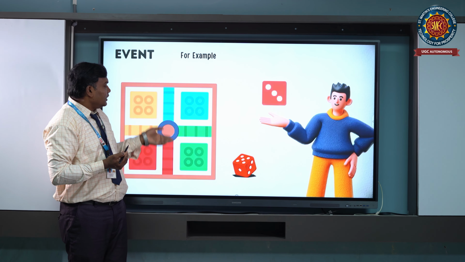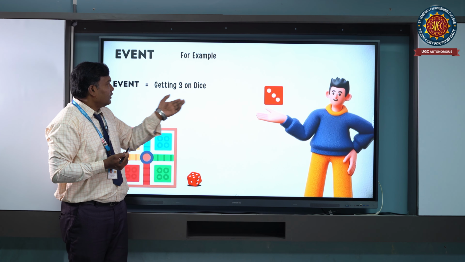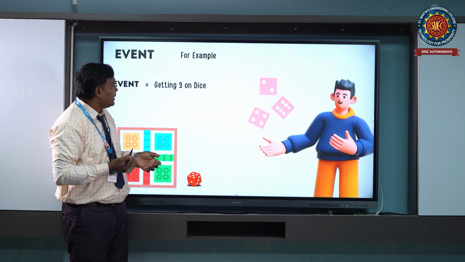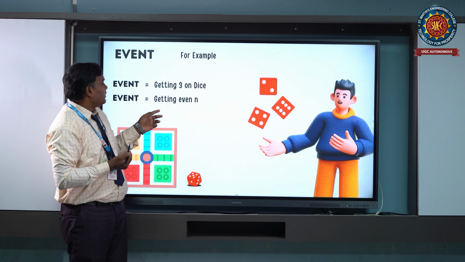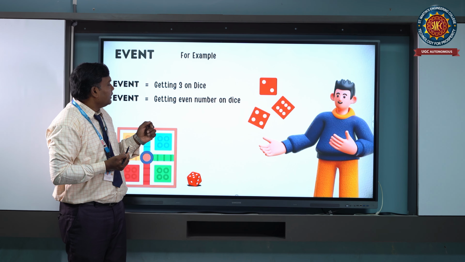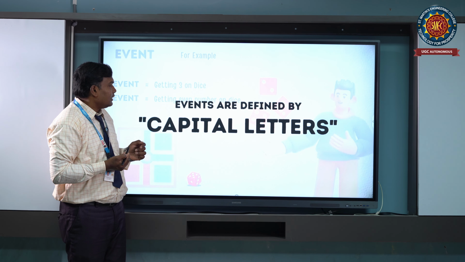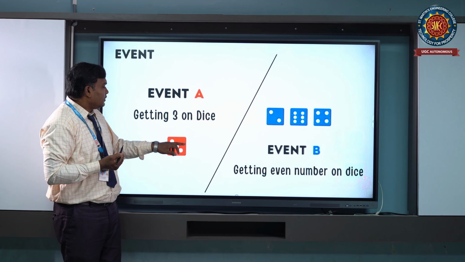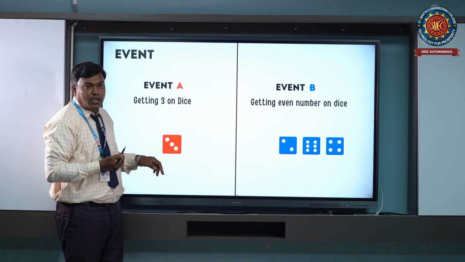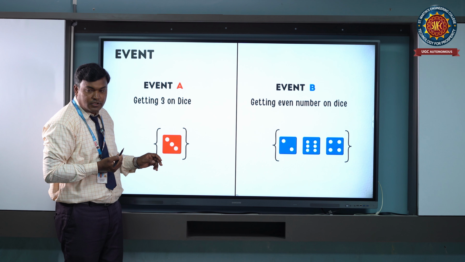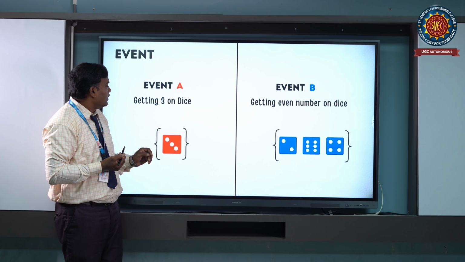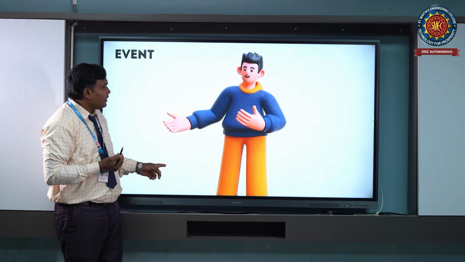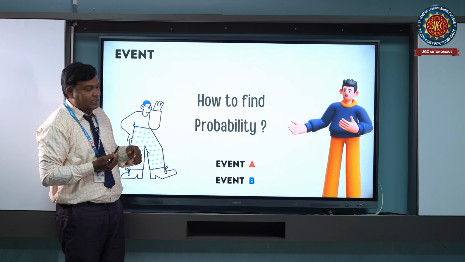Next, one more example, Ludo: getting 3 on the dice, getting 6, 4, or 2 on the dice. This is also a very popular example for understanding probability events. We have different types of events: mutually exclusive events, non-mutually exclusive events, simple events, and independent events. Getting 3 on a dice, getting 6 on a dice, like that.